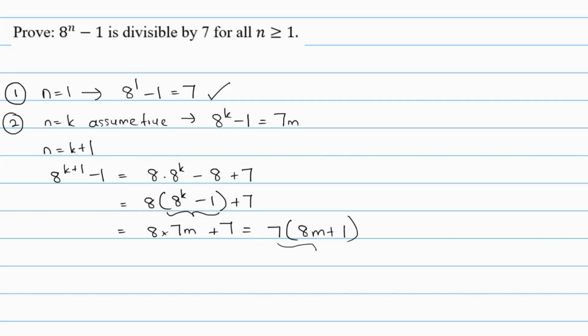So this is obviously divisible by 7, and therefore we have proven for the case where n equals k plus 1, this statement is true. Since it's true for the base case and it's true for n equals k plus 1, that means it's true for all values of n greater than or equal to 1.